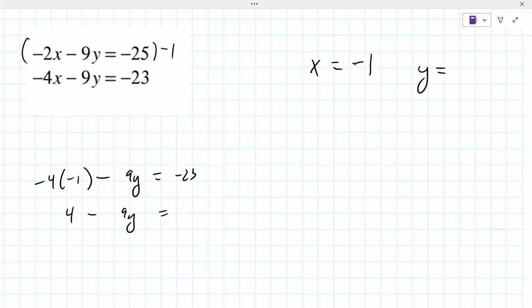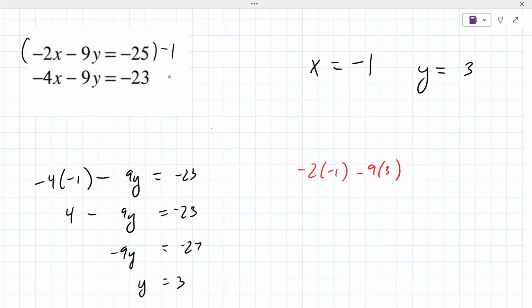4 minus 9y equals -23. Subtract 4. So -9y equals -27. y ends up equaling 3. If we check that in the first equation, let's see if it works. -2 times -1 minus 9 times 3. Does that equal -25? 2 minus 27 is -25. There you go.